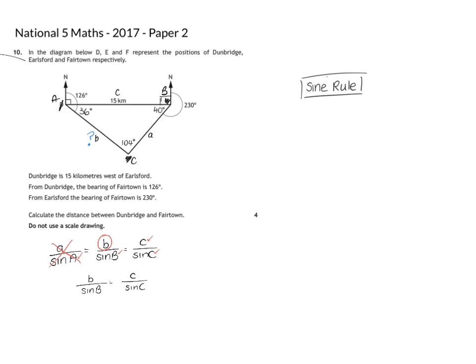Substituting in our numbers, B we don't know, over the sine of B, which was 40, is equal to C, which was 15, over the sine of C, which will be sine 104. Now we've got B divided by sine 40, so to get rid of that to the other side we need to multiply. So we get B is 15 over sine 104 times by sine 40. We also know that B is the same as the distance between Dunbridge and Fairtown.